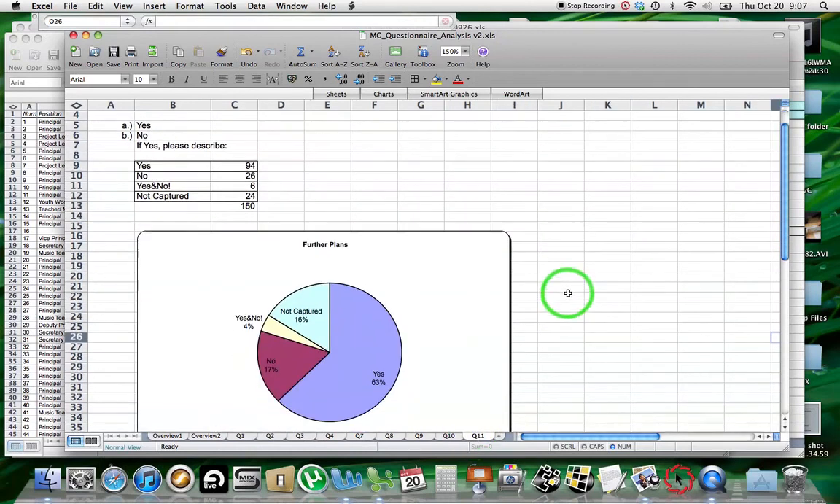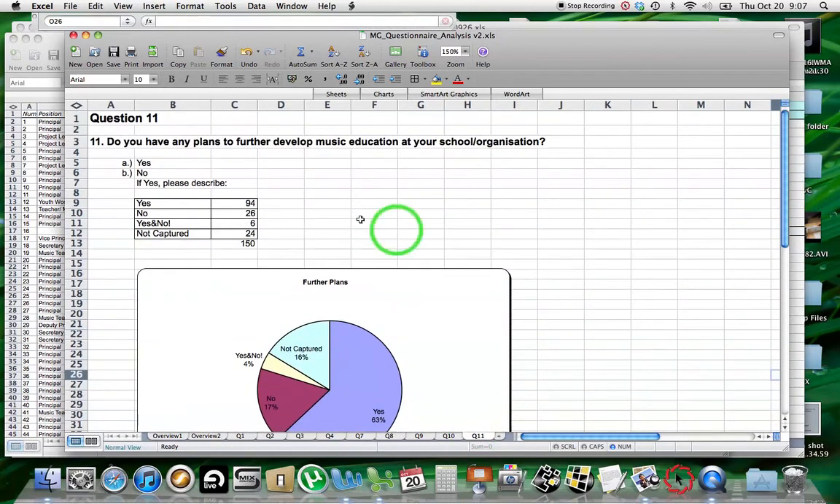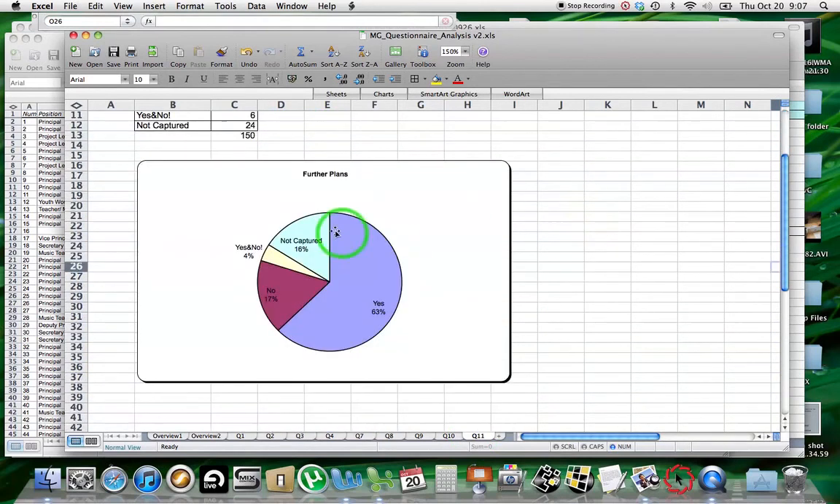Question 11, I think another good message. Have you any further plans to develop music education? Big majority there, 63% saying, yes, we do. We'd love to develop music education further. So all in all, they're the main messages coming out.